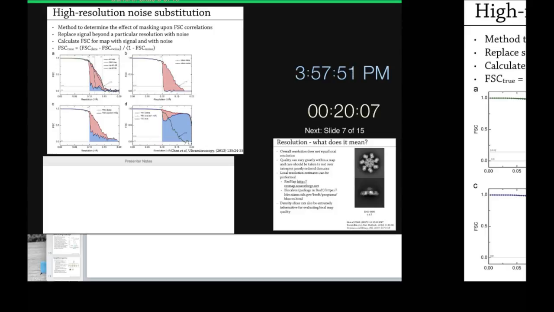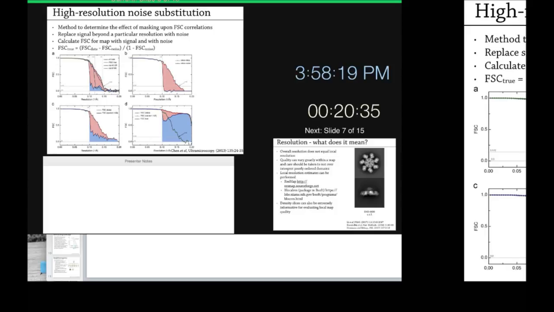Then you take your reconstructions again, and at a certain resolution, usually somewhere around 10 or 8 angstroms, you put all of the phases beyond that resolution to noise. You just randomize them entirely. And so there you should have no correlations from data. Any correlations that occur between your two half maps beyond that resolution are entirely due to overfitting or noise correlation.